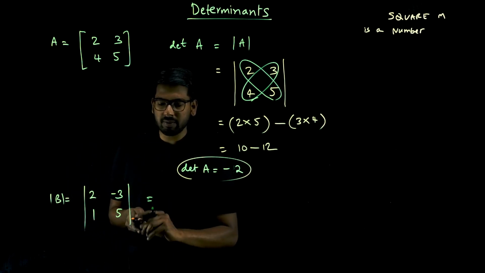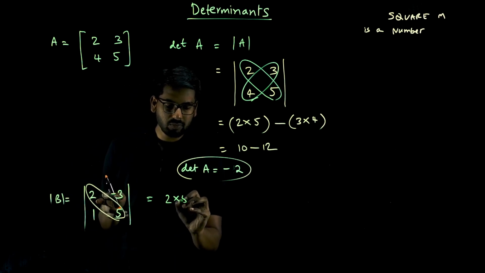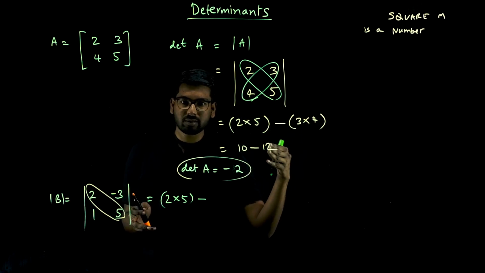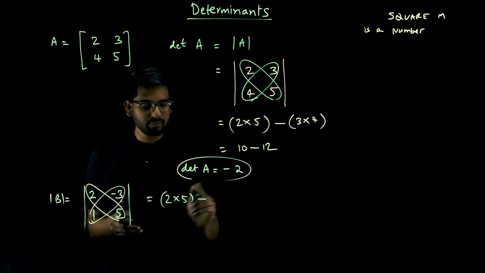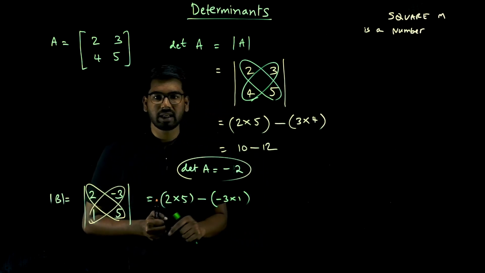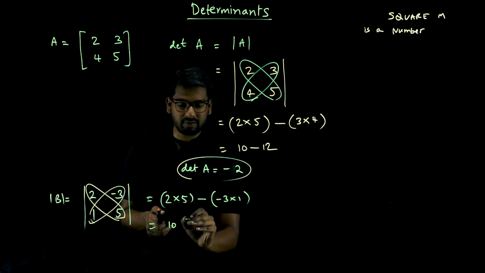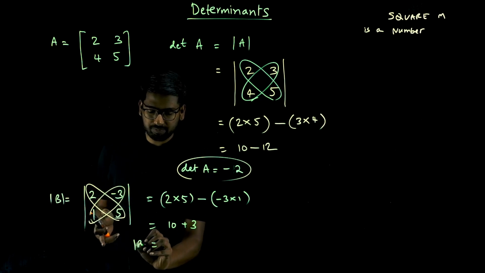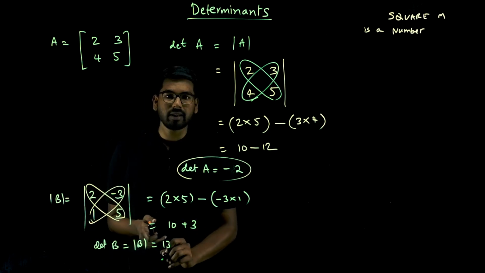What should we do? First, which are the diagonal elements? 2 and 5. So 2 into 5, minus the product of the remaining diagonal elements, which are 1 and minus 3. So minus minus 3 into 1, taking the elements with their signs. So 2 into 5 is 10, minus into minus is plus 3 into 1, which is 3. So determinant of B is 13.